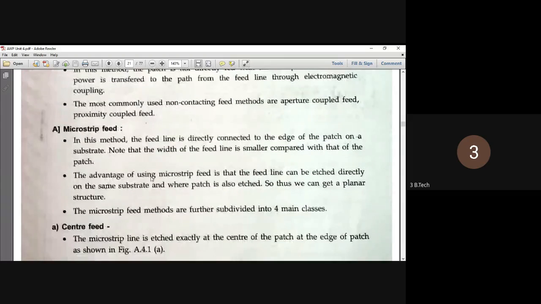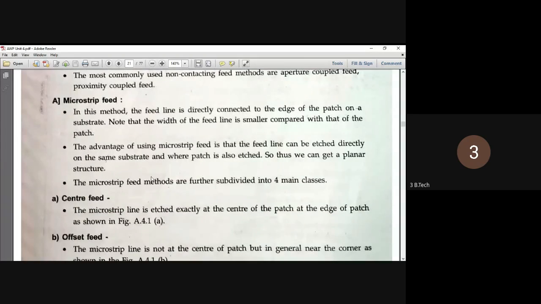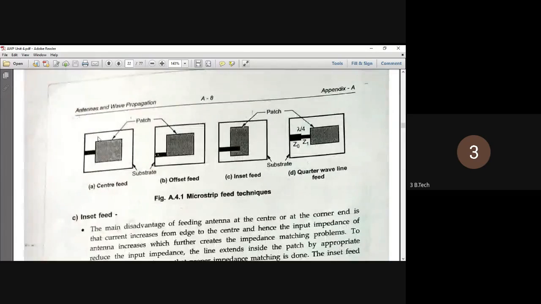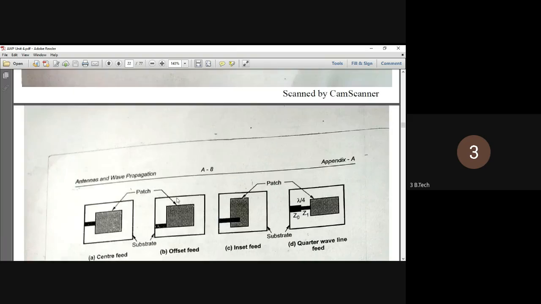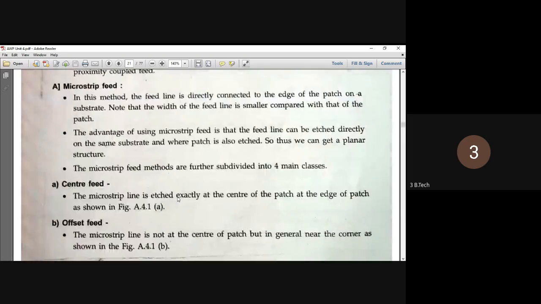Look at the microstrip line feed. In the microstrip line feed, the feed line is directly connected to the edge of the patch on a substrate board. Here, this is a center feed, the feed line is directly connected to the edge. But in offset feed, the feed line is connected to the edge but at a corner of the patch. That is called offset feed. So in this method the feed line is directly connected to the edge of the patch on its substrate, right?